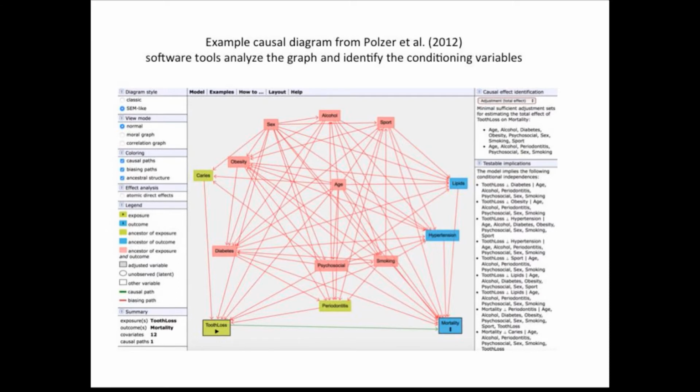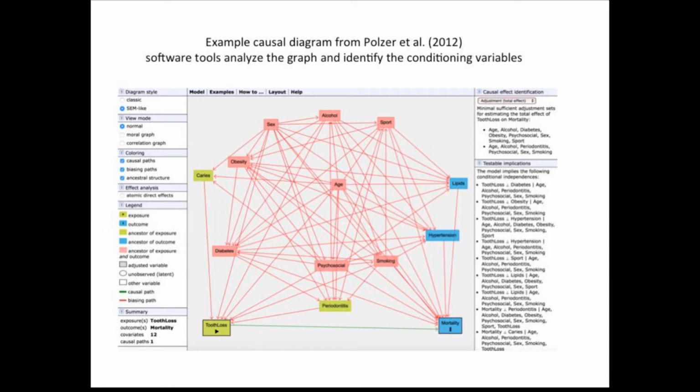You know, and those things will be described further in the paper, I'm sure. Do they have diabetes? Are they obese? And they created this diagram by linking these variables together with arrows based on what they think causes what. And this website automatically analyzes this thing and tells right here at the top, if you're going to estimate the causal effect of tooth loss on mortality, you have to control for one of these two sets of variables.